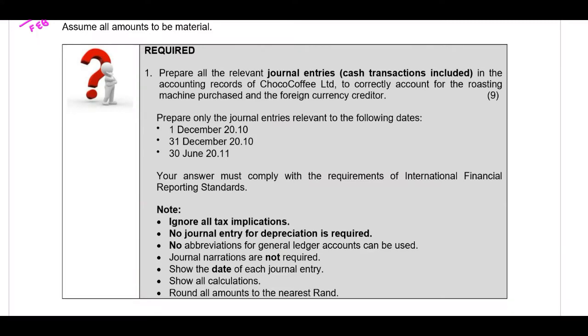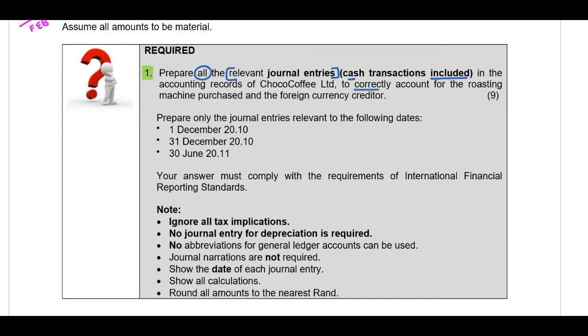Right, now I'm first going to read through requirement 1. We're going to complete requirement 1. Then I'm going to move on to requirement 2. Requirement 1. Prepare all the relevant journal entries, important cash transactions included in the accounting records of ChocoCoffee Ltd.